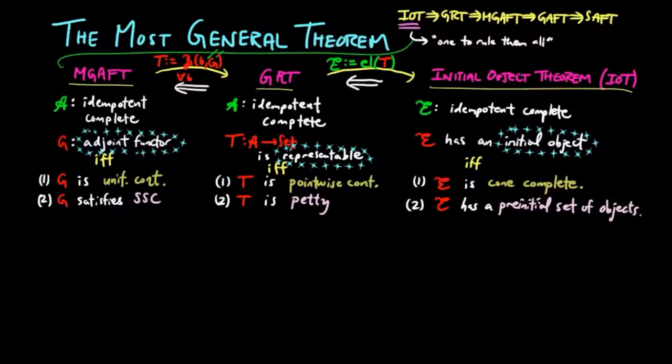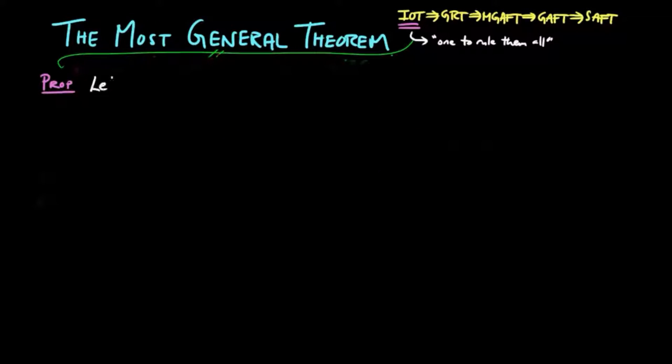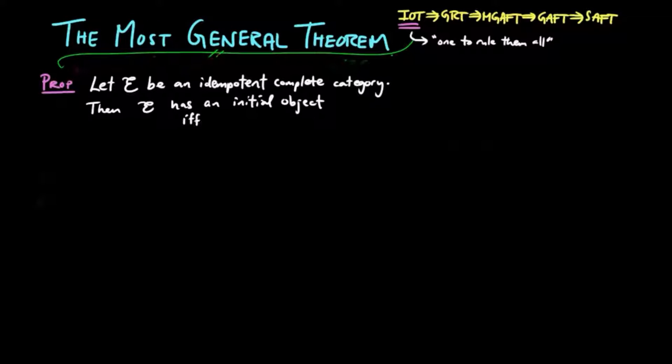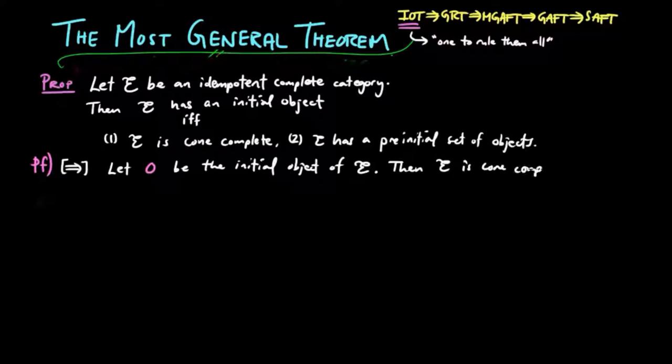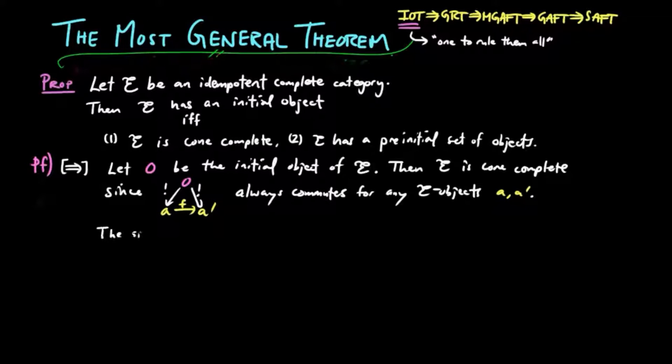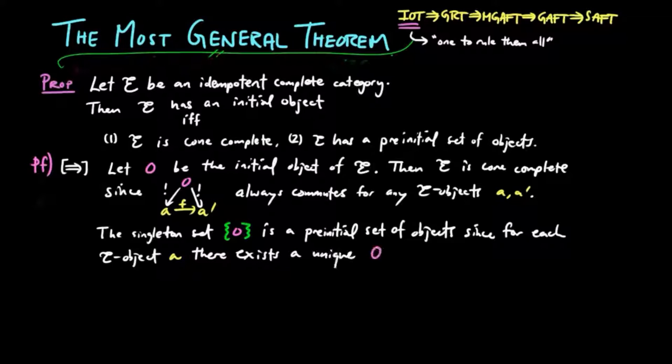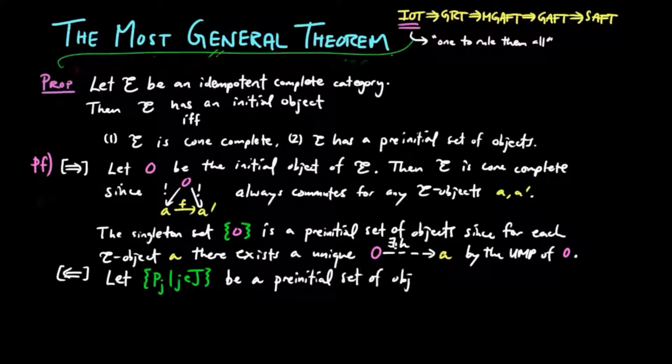Let's rewrite the statement of the initial object theorem properly. Let E be an idempotent complete category, then E has an initial object if and only if 1, E is cone complete, and 2, E has a pre-initial set of objects. To prove the forward direction, we let 0 be the initial object of E, then E is cone complete since every triangle with vertex 0 commutes by the universal mapping property of the initial object. Moreover, the singleton set containing 0 is a pre-initial set of objects, again by the universal mapping property of the initial object.